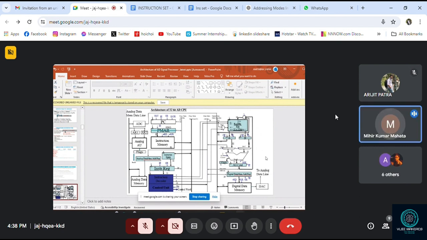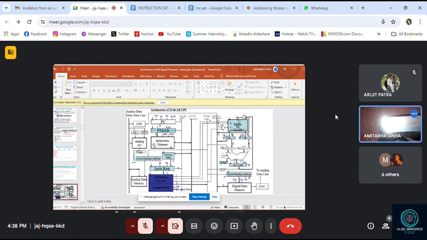DAC, digital to analog converter. That means if digital data needs to be stored in the analog memory, first it can go through this DAC. After that, it can be stored into analog memory. Here it is written to the analog data line. After conversion, it's coming from the bus, from the digital bus. So digital data memory will be converted and stored.